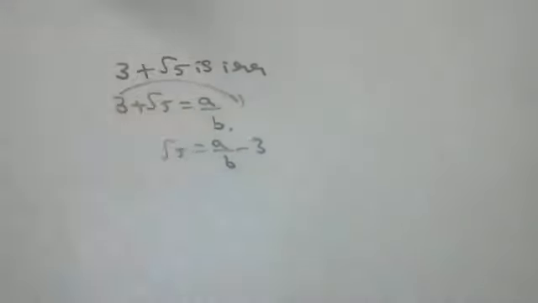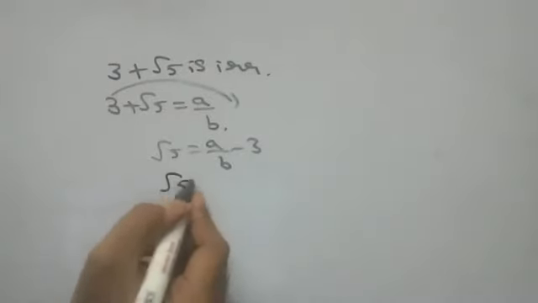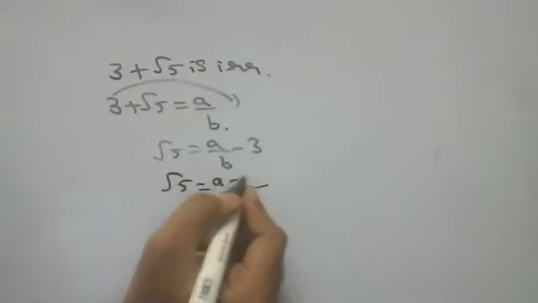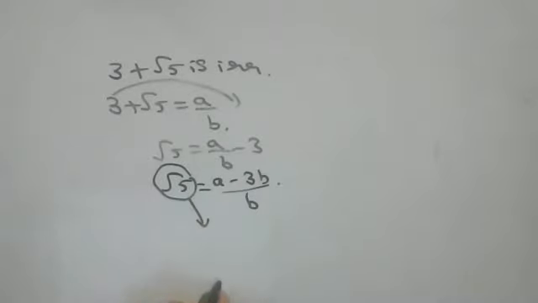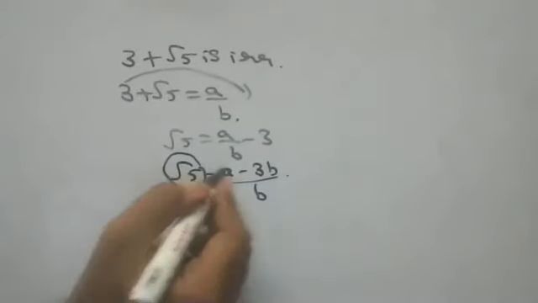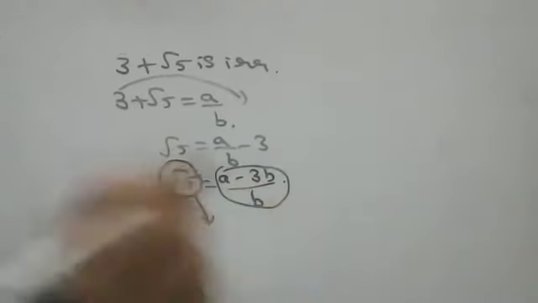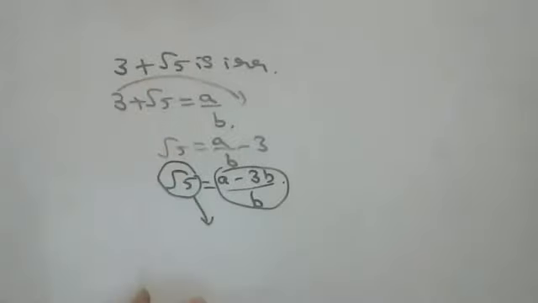Then root 5 is equal to, if you take b, a minus 3b by b. Then you have to do the full procedure. You should prove root 5 is irrational. After proving root 5 is irrational, you should write a minus 3b by b is also irrational, and that's all. Again I will say, children, don't worry. That's why I didn't discuss it in this topic. I will say it as another topic.